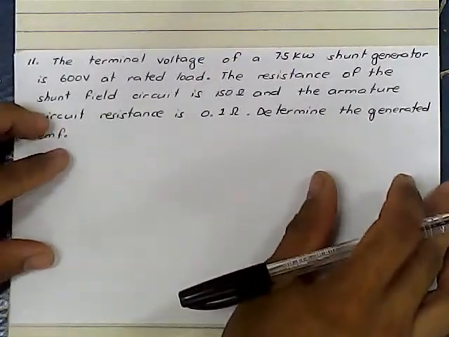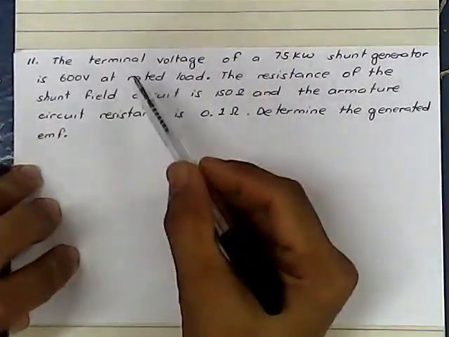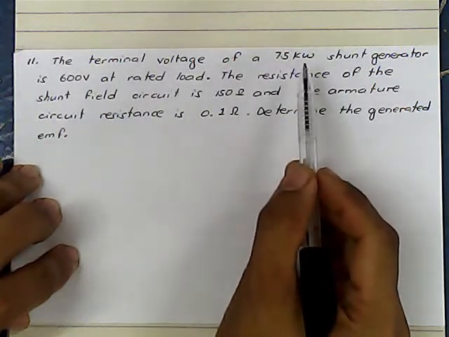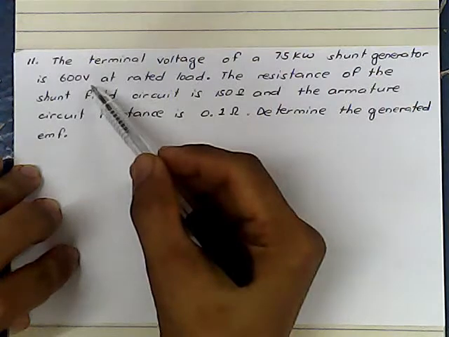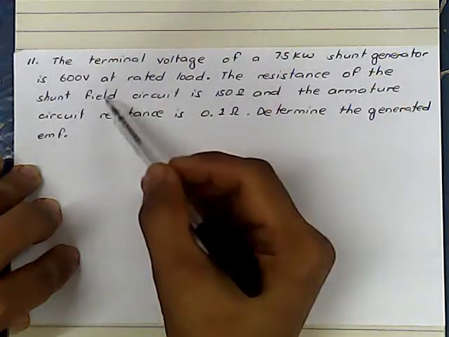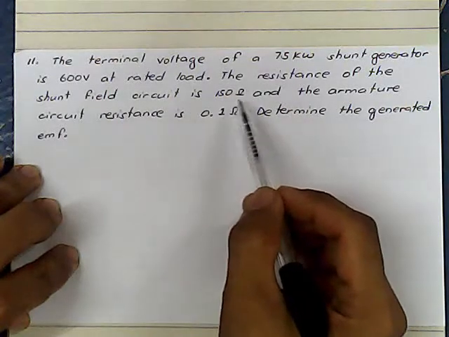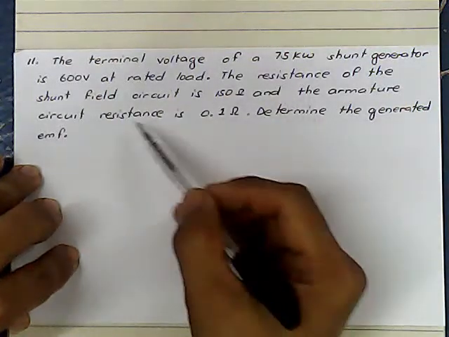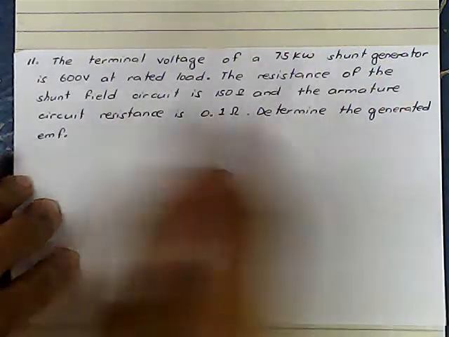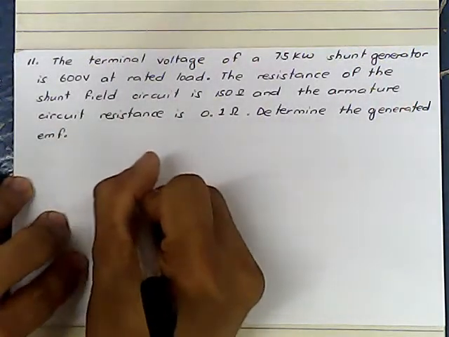Next, let's go to problem number 11. The terminal voltage of a 75 kilowatt shunt generator is 600 volts at rated load. The resistance of the shunt field circuit is 150 ohms and the armature circuit resistance is 0.1 ohm. Determine the generated EMF. So, drawing ulit natin po.